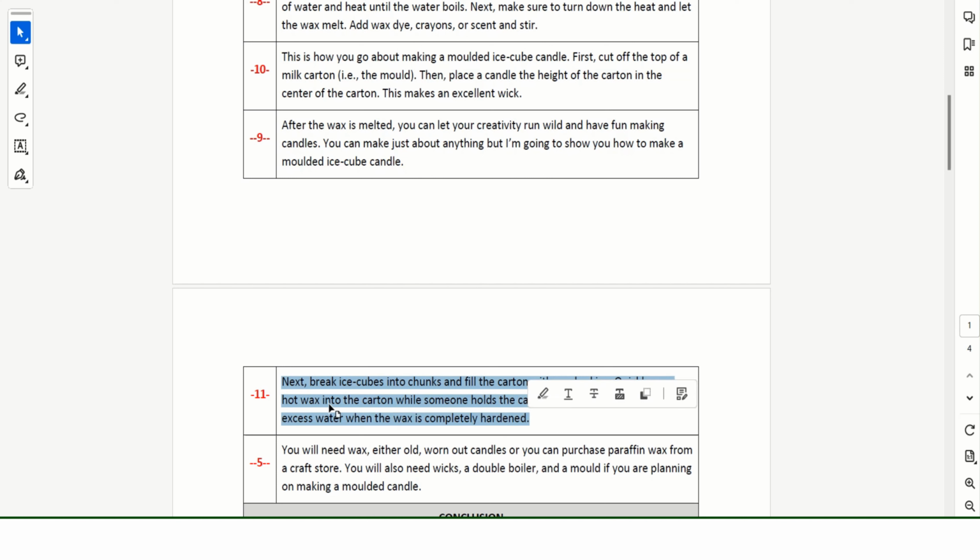Because of the word "next," and then it talks about "finally" here. So let's have a look at number 10 here. Why is this number 10? Okay, so this is how you go about making a molded ice cube candle.